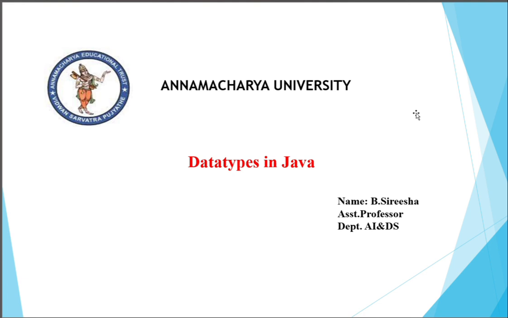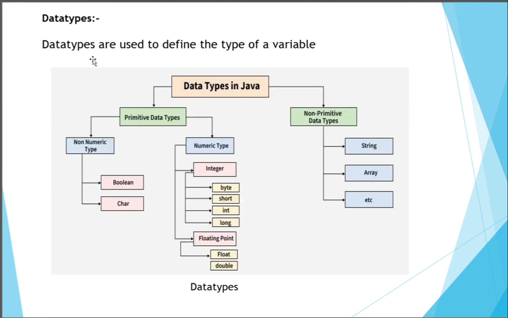Today I am going to explain data types in Java. First, we have to see what is data type. Data types are used to define the type of a variable. A variable is nothing but a container. It stores some value based on the data type memory size.